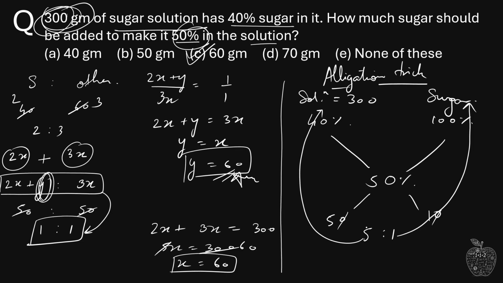Now when we multiply this 5 with 60, we get 300. Similarly, we'll also have to multiply this 1 with 60 in order to get the amount of sugar that is added. So 1 into 60 is 60. So the sugar that is added is again 60 grams. So this is our required answer. Again, we have got the same answer. So your option C is the correct one.